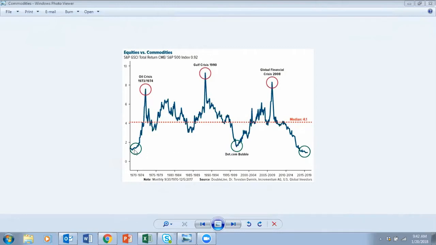The first one was back around the 1972 timeframe. Then again, during the dot-com bubble, which was 1999, 2000. And again, currently, we are seeing commodities extremely undervalued. As a matter of fact, the most undervalued they have been relative to stocks in the last 50 years.